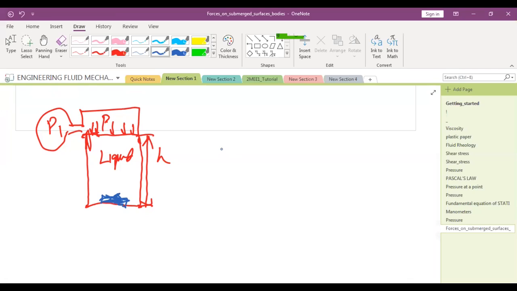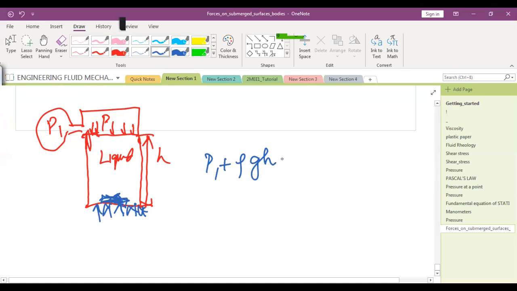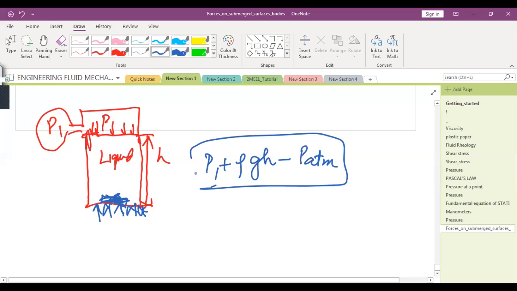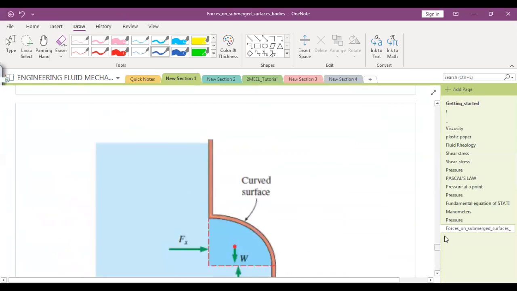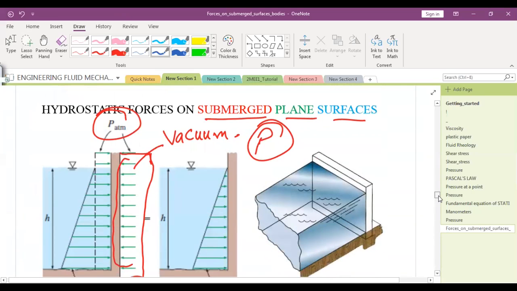Rho g h plus P minus P atm. P atm is not there. Yes, if P atm is there, with P1, then you get P1 plus rho g h minus P atm. That will then be the resultant, multiplied by area. This is the resultant pressure at this location. So please remember that we are doing an analysis in which P atmospheric gets cancelled out, so we don't deal in these terms.